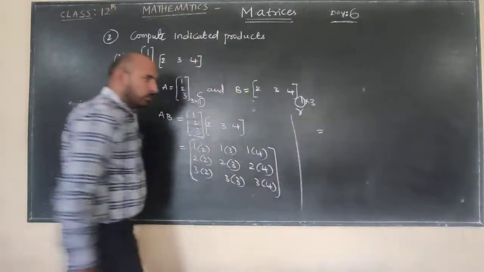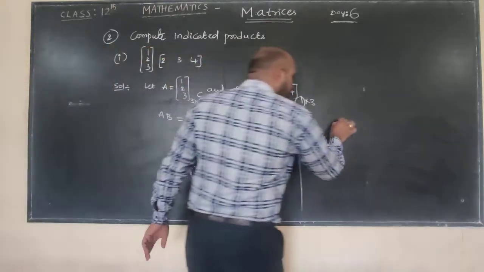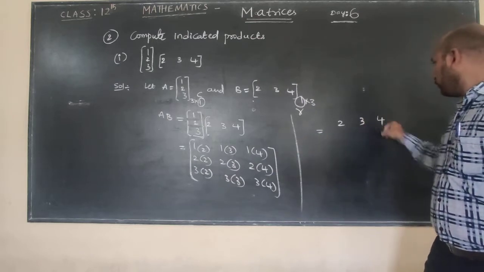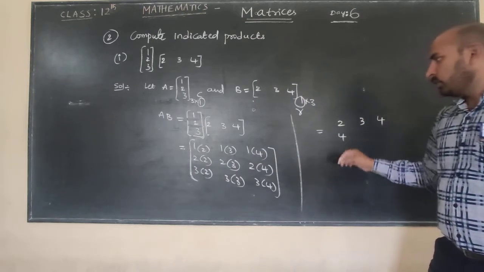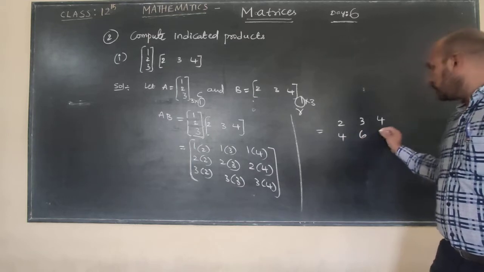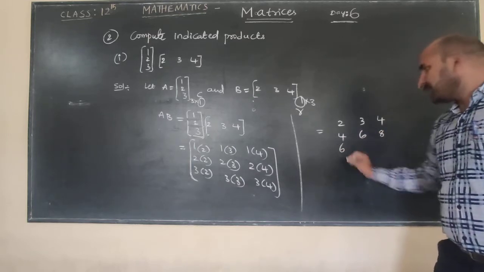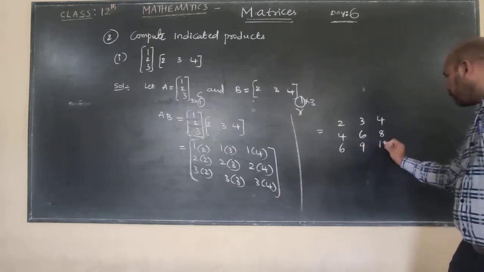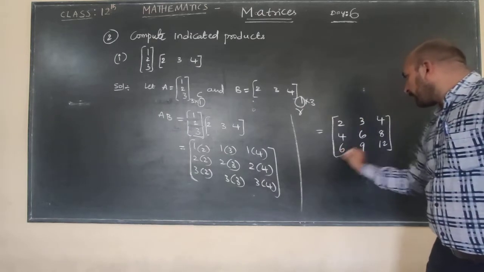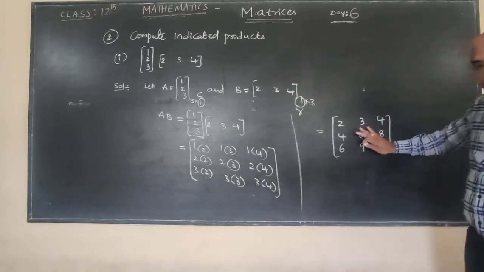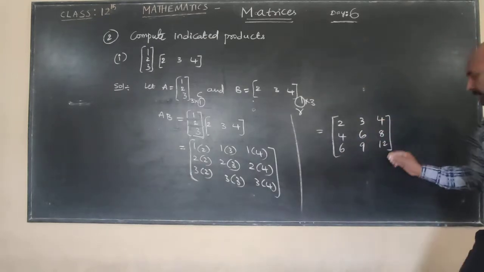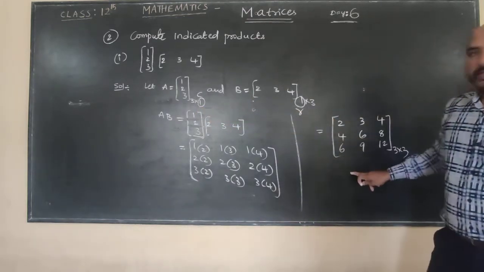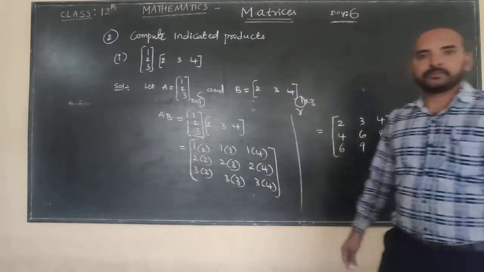Which is equal to 1 into 2, 2. 1 into 3, 3. 1 into 4, 4. 2 2s are 4. 2 3s are 6. 2 4s are 8. 3 2s are 6. 3 3s are 9, 3 4s are 12. So what is the order for this here? 3 rows and 3 columns. Observe, 3 rows and 3 columns in the product of 2 matrices.